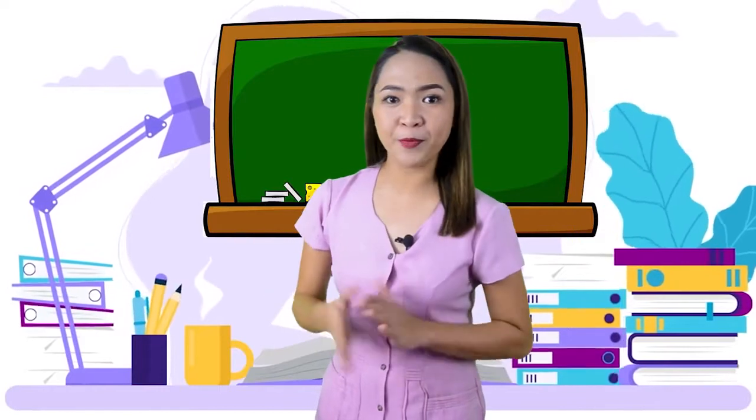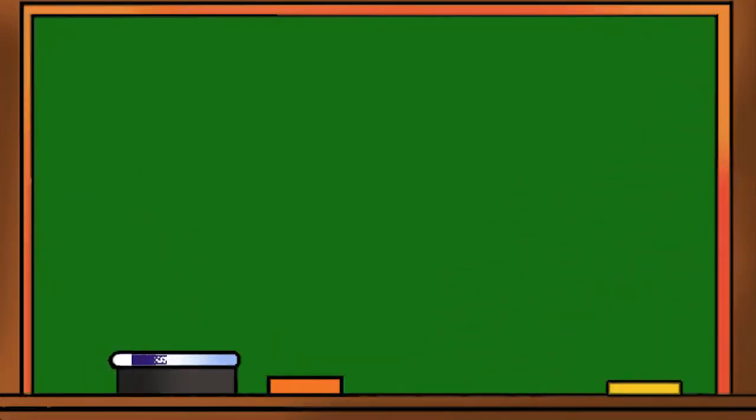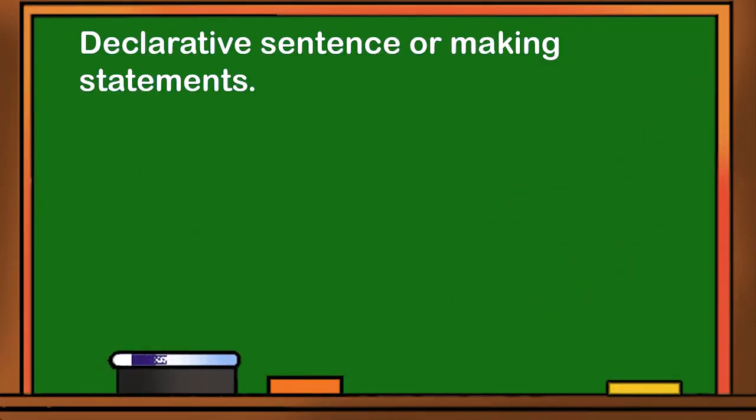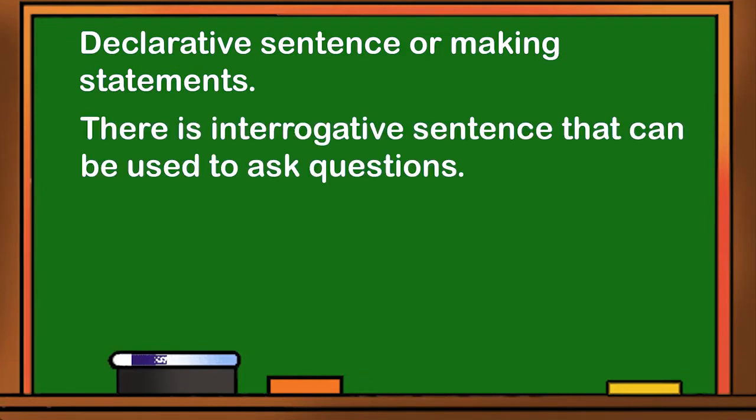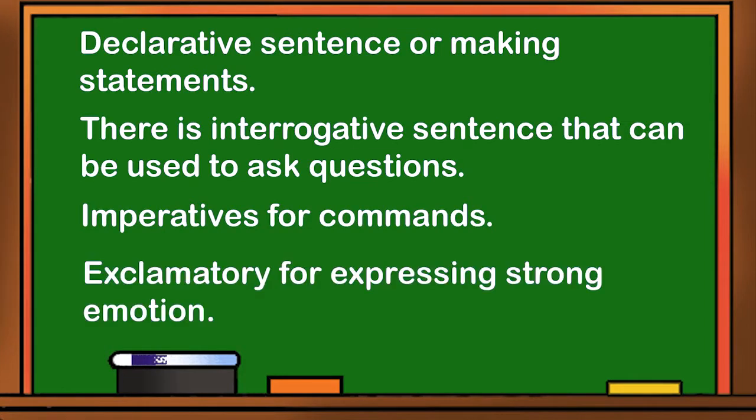Do you remember the types of sentences when you were in elementary? Let's recall it together. Declarative sentence or making statements. There is interrogative sentence that can be used to ask questions. Imperatives for commands, and exclamatory for expressing strong emotions. All these are part of language form.